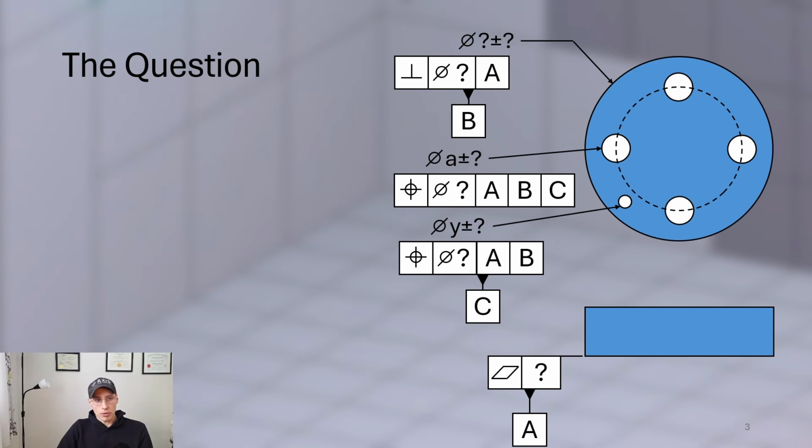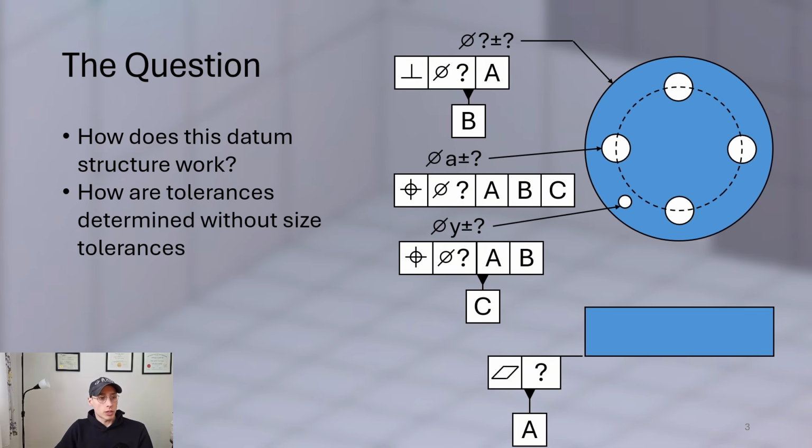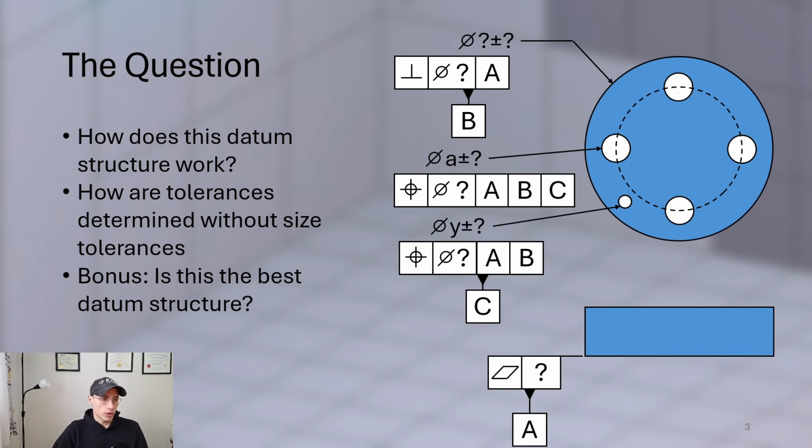Welcome back, everybody. In this video, I'm going to be going over a question I saw in the GD&T discussion subreddit. The poster had a flange with a datum structure and some geometric controls, and they asked: how does this datum structure work in terms of constraining the part? How do I determine tolerances for the geometric controls without knowing the tolerances of the sizes or having information on the mating part? And then I'm going to go over whether or not this is actually the best datum structure.